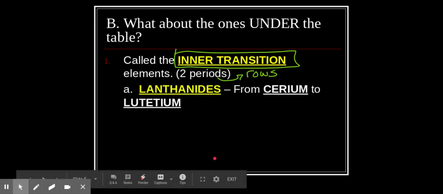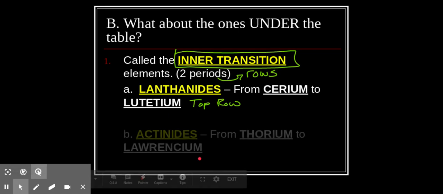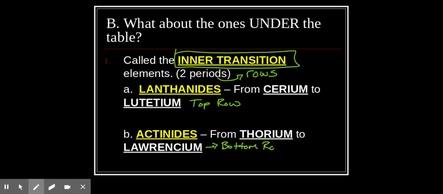Now, simply put, the top row is called the lanthanides. Top row. They exist from element cerium all the way to lutetium, which we'll look at in a second. And then we have the actinides, which is the bottom row or bottom period, which is thorium through lawrencium. We're going to spend the next couple slides looking at specific things about those, but remember, for each of them, you're going to want to know some simple characteristics as well as their locations on the periodic table.